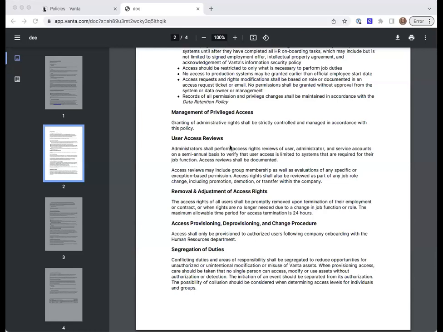If a generic Vanta 1 is showing on your user list, that's an easy thing for the auditor to call out and say, like, what the heck is that?